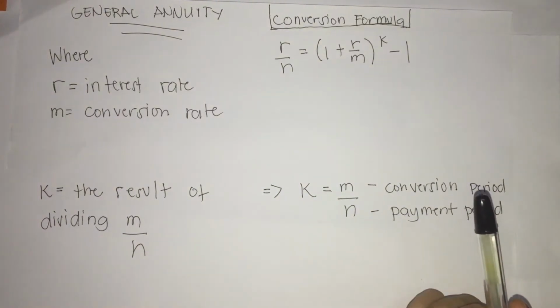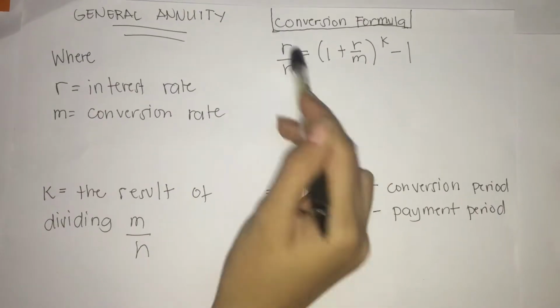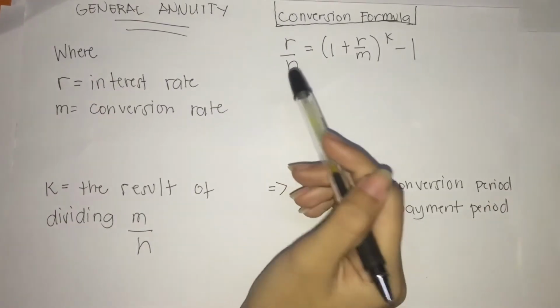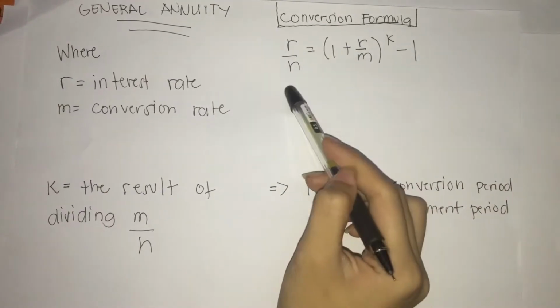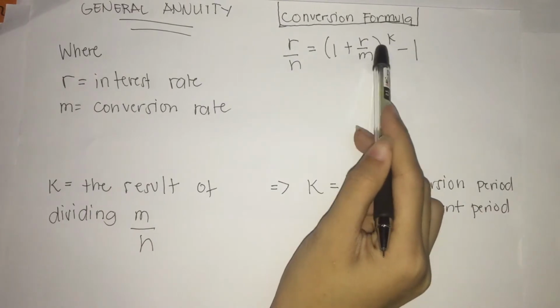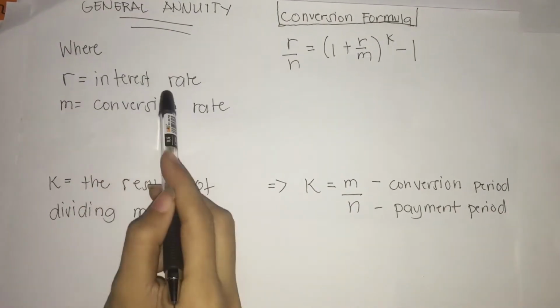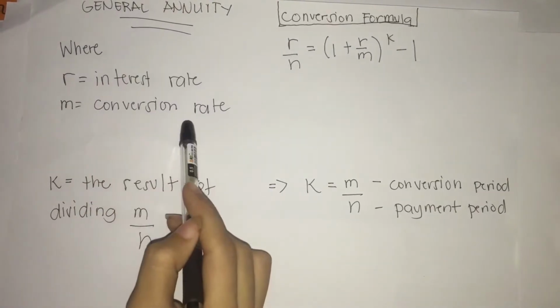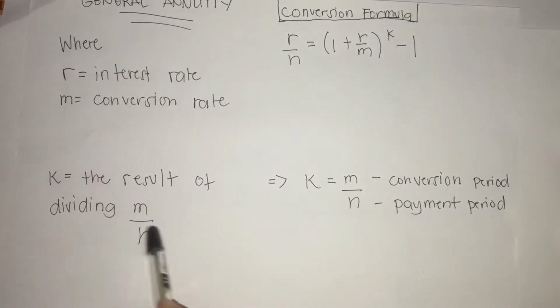To solve for general annuity, we must convert r over n from the formula of both simple annuity, present and future value. The formula for conversion is r over n is equal to 1 plus r over m to the power of k minus 1, where r is the interest rate, m is conversion rate, and we have k here, which is the result of dividing m over n.